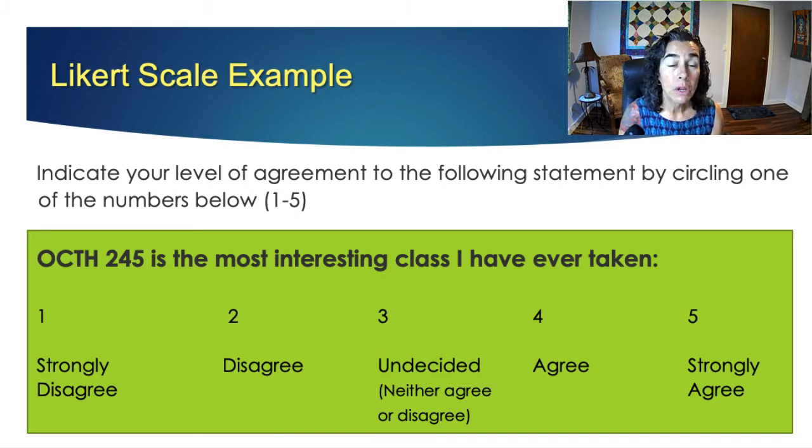All right, 245 is the most interesting class I have ever taken. And we have the options of strongly disagree, disagree, undecided, because you're brand new to it, agree, or strongly agree. So that would be an example of a Likert scale. Now, we often use Likert-like scales where we have different items besides agreement to disagreement, but a true Likert scale is this level of agreement.